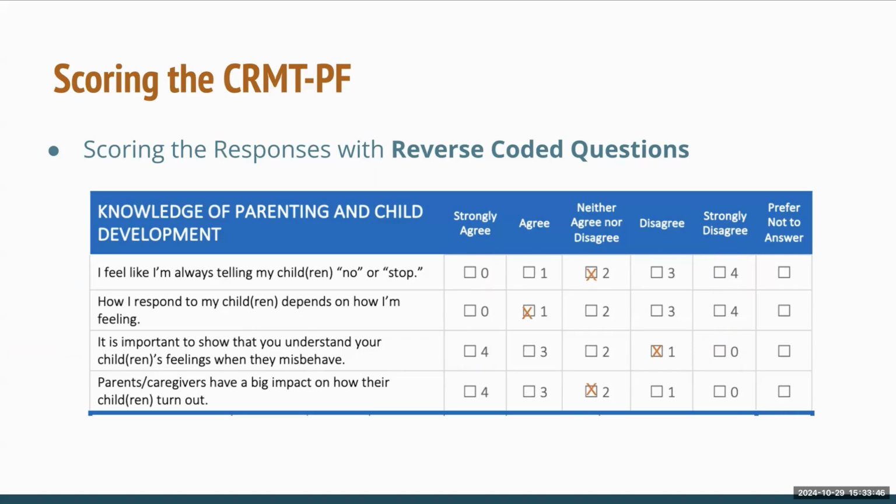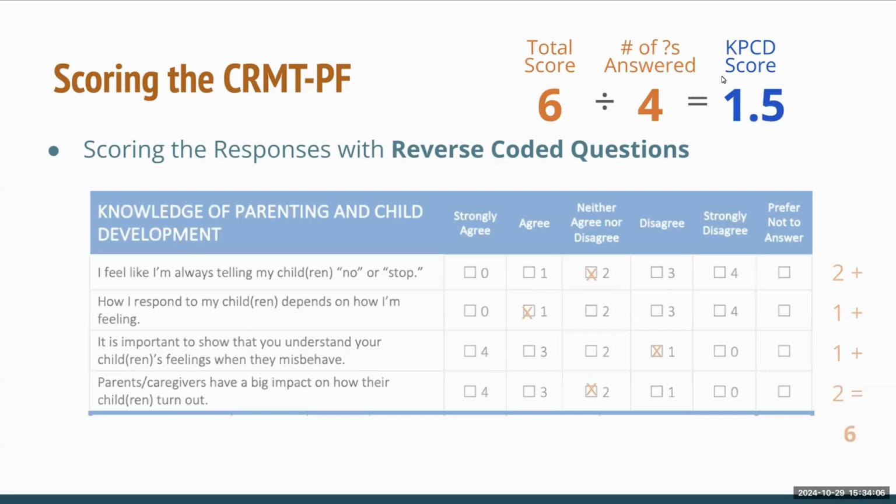Here again is an example of a caregiver's scores. They answered all 4 of the questions in this section with lots of 1 and 2 responses, but some are reverse coded and some are not. As with the other sections, you will add up the score for each question to get a total score. This caregiver has a total score of 6. What you're looking for is the average, so you'll take that total score of 6 and divide it by 4 for the 4 questions that were answered. This caregiver's average score for knowledge of parenting and child development is a 1.5 on a scale of 0 to 4.